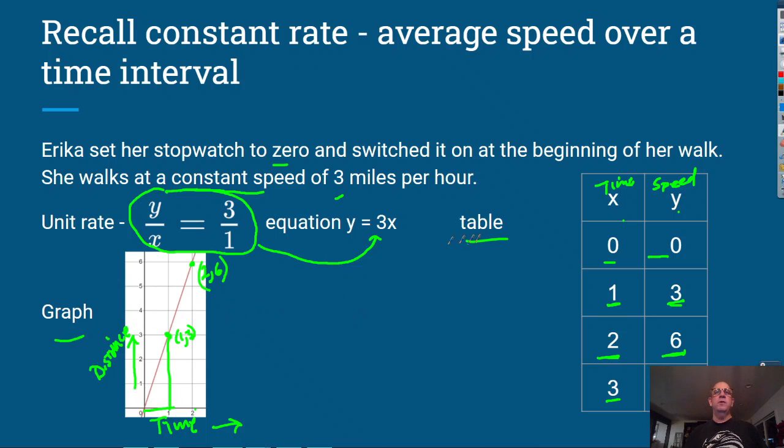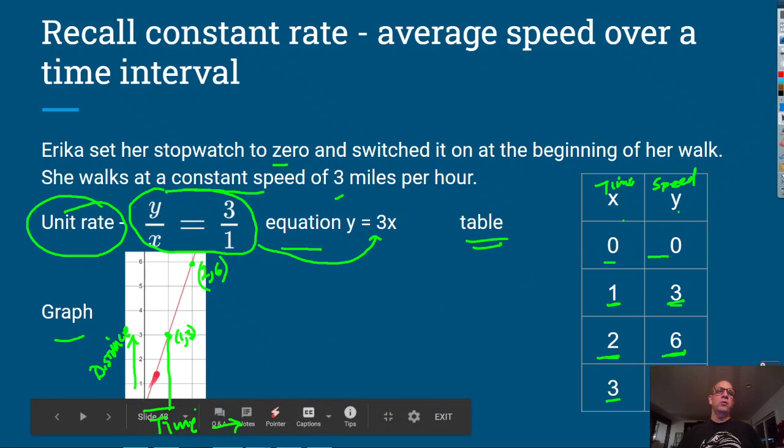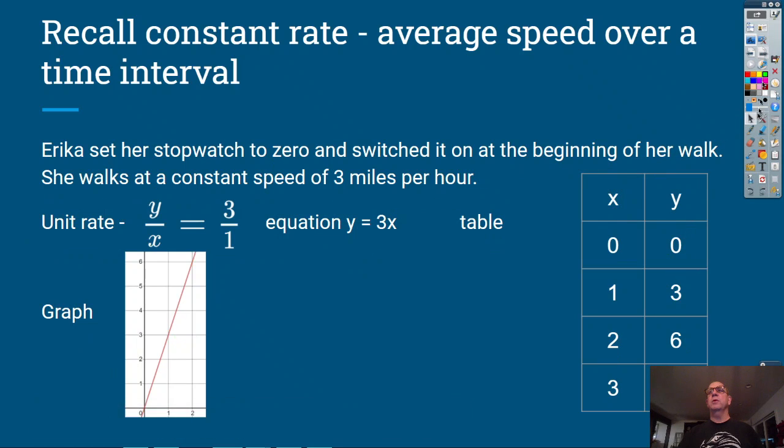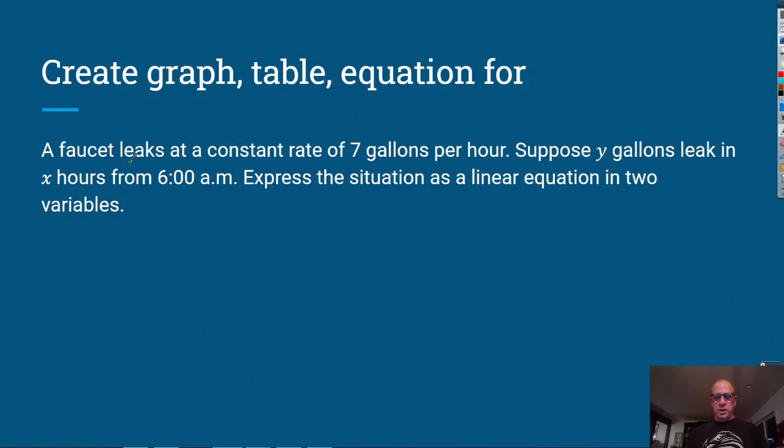So all of these things are related. The graph, the table, and the equation, and they all are connected by our unit rate, which is our constant, because this is a direct proportional relationship, because she starts at 0, 0, and she goes up in a straight line, a constant for each point on the table. So let's create a table, a graph, and an equation for this problem.